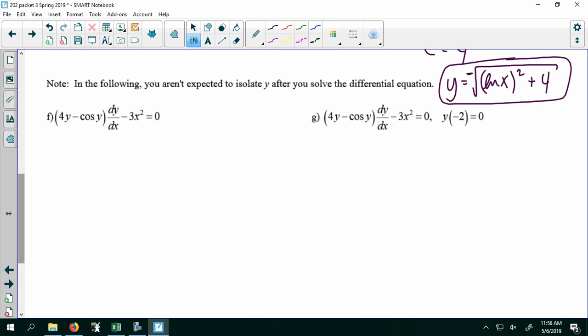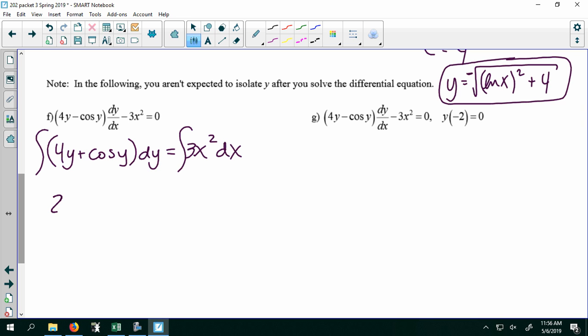Okay, and these ones you don't have to isolate y after we solve the differential equation. So we're just going to separate variables, integrate both sides, and then we're done. Okay, so I have 4y plus cosine y dy. That's all my y's on the left, and then get my x's on the right, so I have 3x squared dx. Integrate both sides. Antiderivative of 4y is 2y squared. The antiderivative of cosine y, copied that wrong, it's supposed to be minus cosine y.